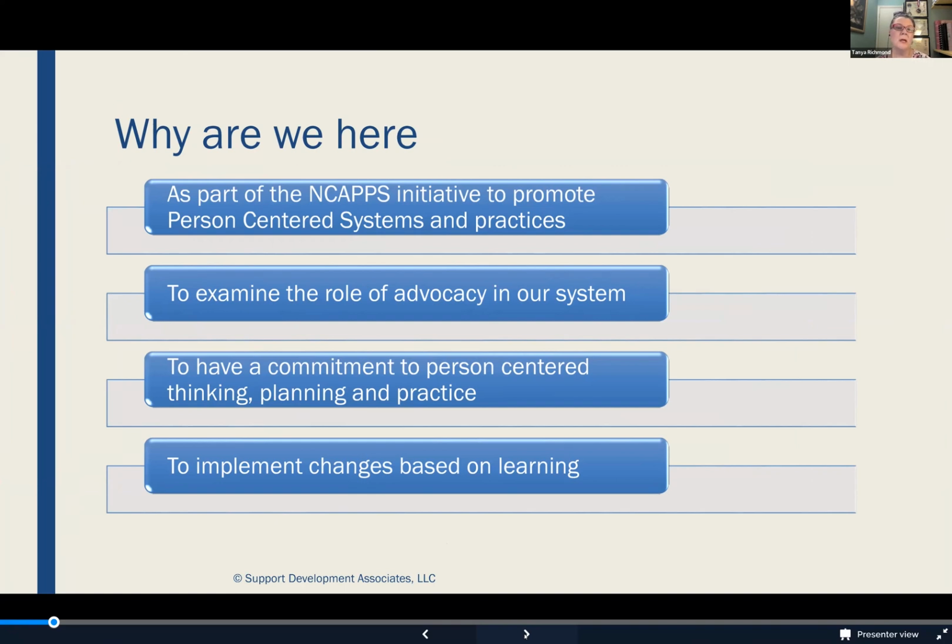at all levels. We want to examine the role of advocacy in our system today and also have a commitment to person-centered thinking, planning, and practices. We'll also give you some opportunities to think about changes that may need to happen and how to implement those changes based on what you're learning.